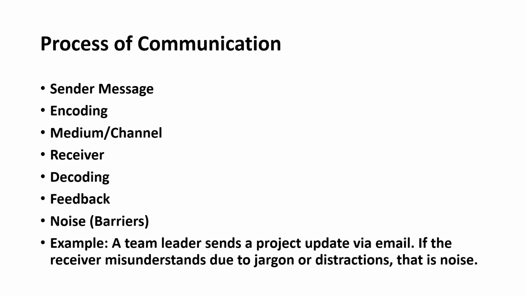Let's look at the elements of the process of communication. It starts with the sender of the message. The message gets encoded. Then it is sent through a medium, and the receiver receives it, decodes it, and sends feedback. And of course, in between, there may be noises, meaning barriers. For example, a team leader sends a project update via mail. If the receiver misunderstands due to jargon or distractions, that's called noise.